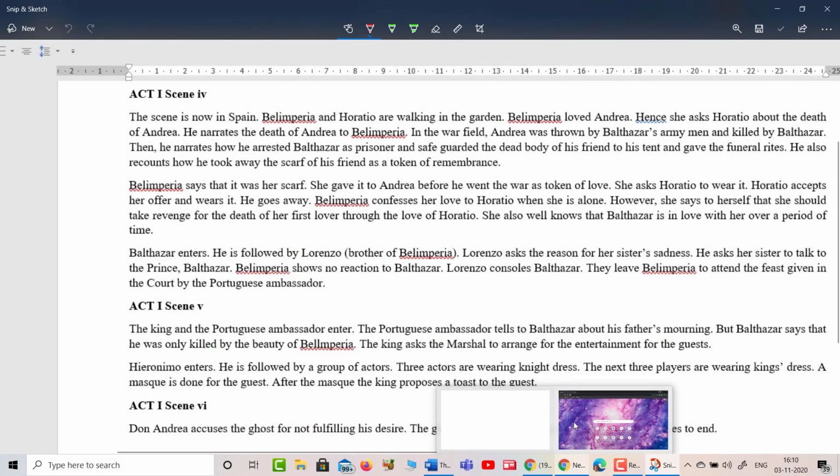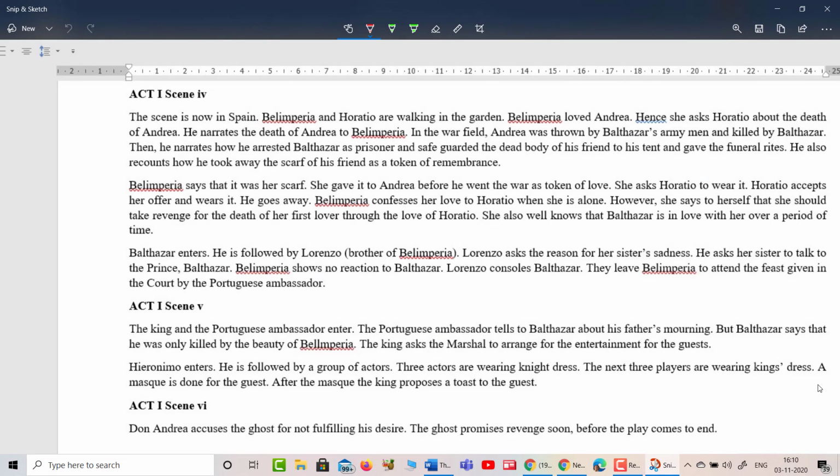Now Act 1 Scene 5 and Scene 6, very short scenes.